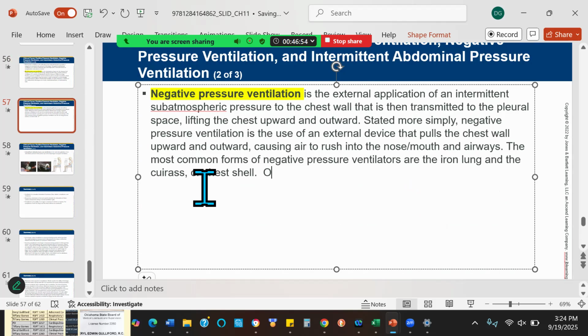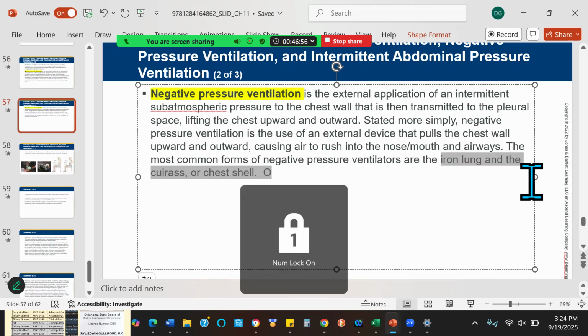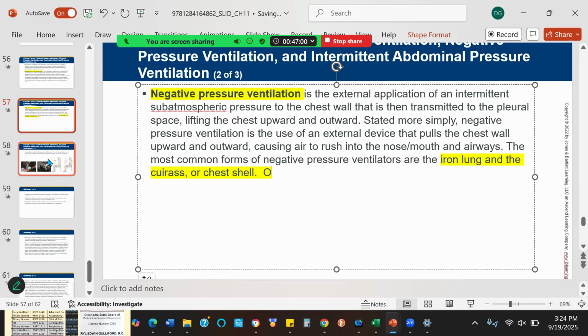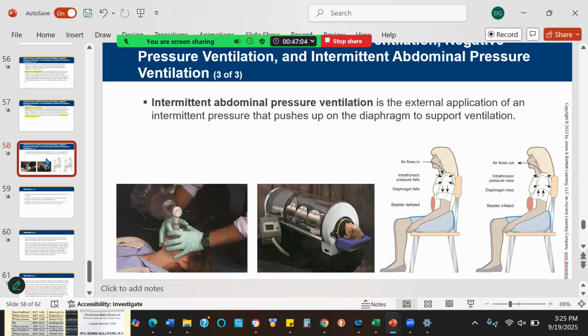Oh, there they mentioned the cuirass. Okay. Iron lung and chest cuirass. Wow. Exact two examples that I chose. So negative pressure ventilation, we don't do a lot of that these days. It's largely been replaced. But there's a picture of the iron lung, and wow, how cool it is to still be able to look at it and see how it works. Can also be a shell, as in a cuirass that goes around the patient's chest.